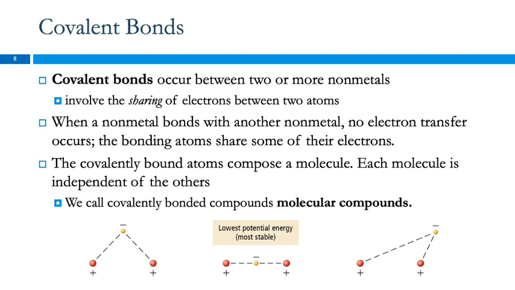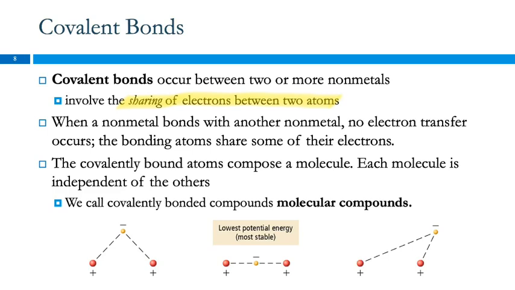Covalent bonds, covalent meaning sharing. So the co prefix means sharing, and valent, we're sharing valence electrons. These bonds occur between two or more nonmetals. We don't get an ionic bond forming here because the nonmetals want to gain electrons, and neither of them is willing to lose an electron, so we can't form any positive ions. So instead, they share the electrons.